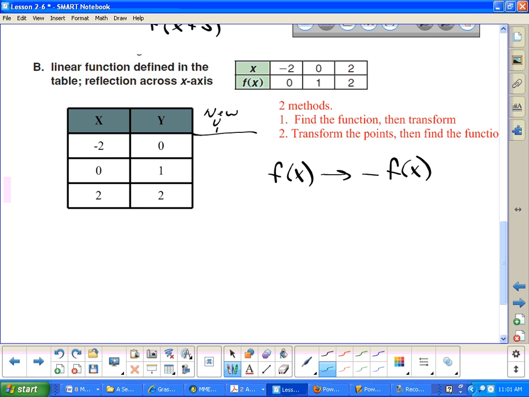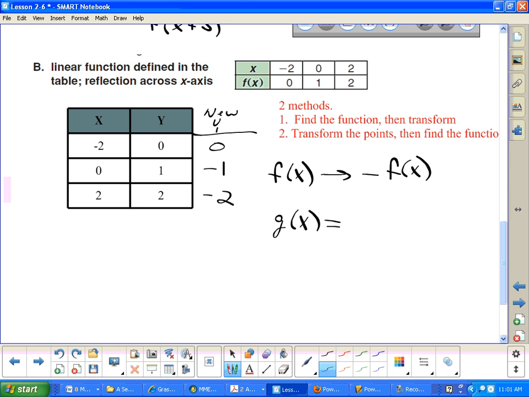Okay? What's the opposite of 0? 0. Okay? What's the opposite of -1? Or of 1? -1. And the opposite of 2 is -2. So all we've done is we've taken them and we've changed the y values. So we'll say g of x equals.